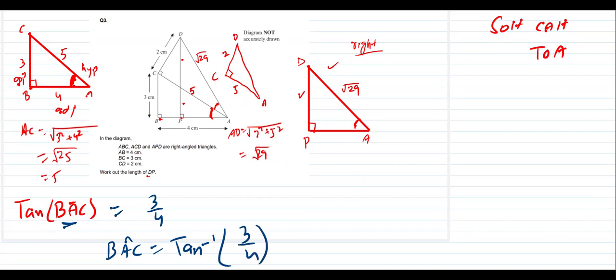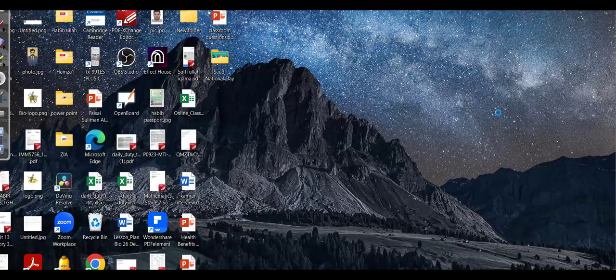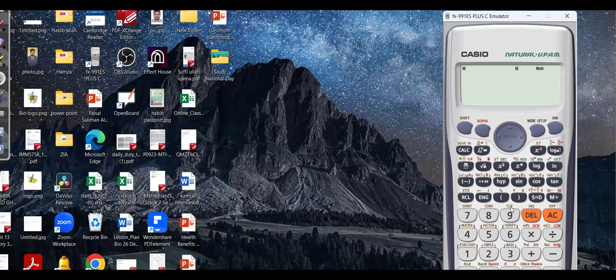If you can, please find tangent inverse of 3 over 4. Let's take tangent inverse of 3 over 4.